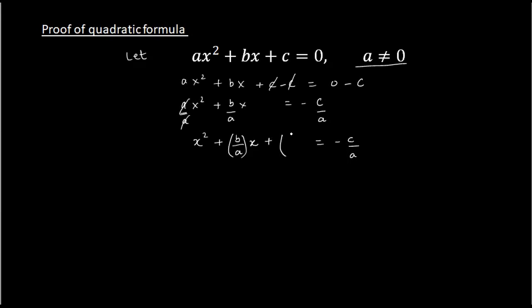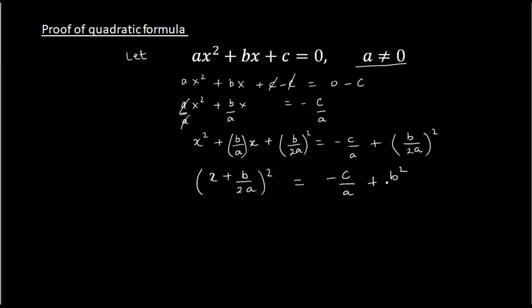So, add the square of half of the coefficient on both sides. Please note, b/a is the coefficient of x. Half of the coefficient of x is simply b/2a, and we are adding the square of half of the coefficient of x on both sides. Now, our left hand side becomes (x + b/2a)², and our right hand side becomes -c/a + b²/4a².